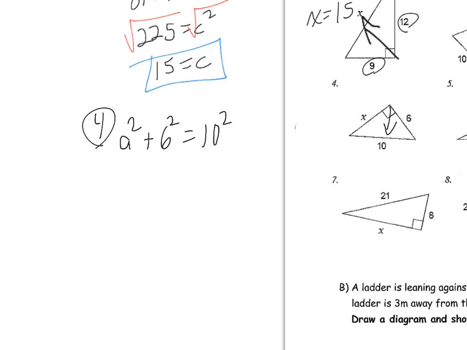So what I'm going to do is I'm going to go ahead and solve what I know there. 6 squared is 36, 10 squared is 100. I'm working on getting a squared by itself. So positive 36, I'm going to subtract that.